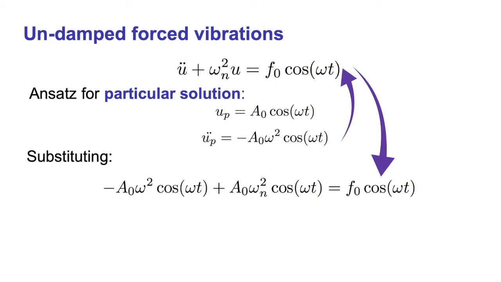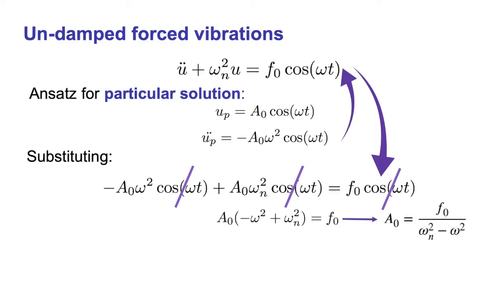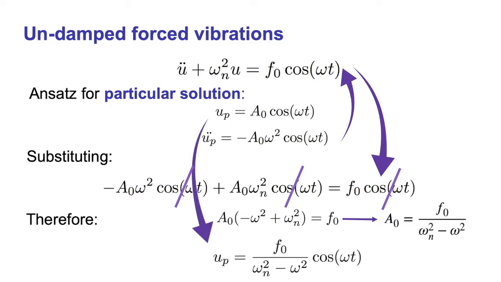We realize that the cosine terms can be factored out, and therefore a naught multiplied by minus omega squared plus omega n squared should be equal to small f naught. And isolating a naught will lead to this expression for the amplitude of our response. Substituting these into our ansatz leads to the particular solution whose terms are fully known. f naught is the mass normalized force amplitude. Omega sub n is the system's natural frequency. Omega is the frequency of the force in action, and t is the time variable.